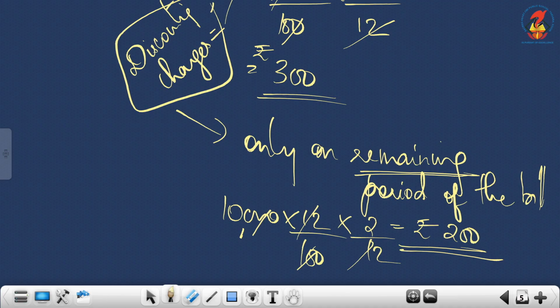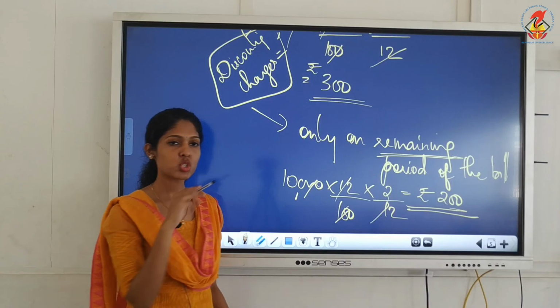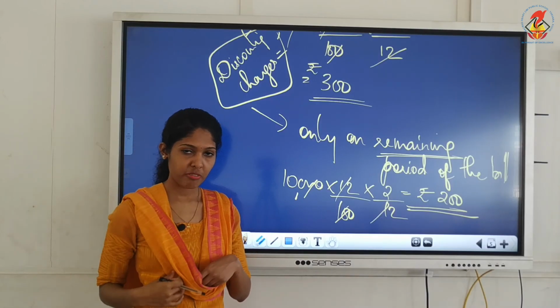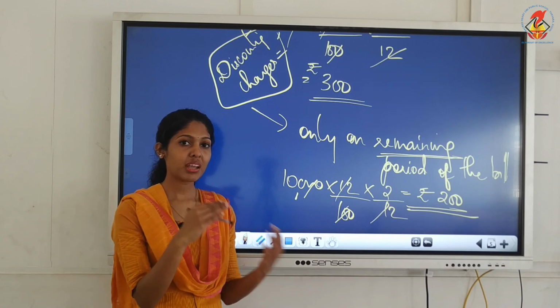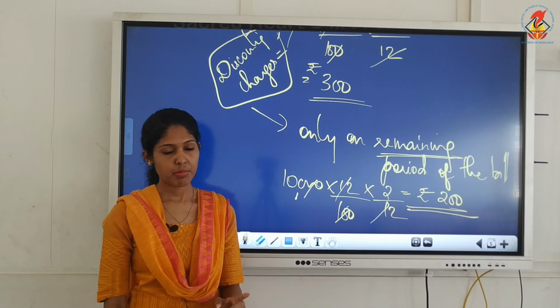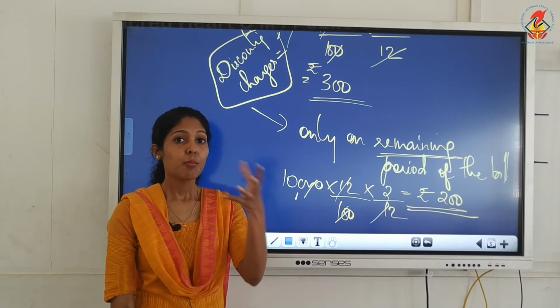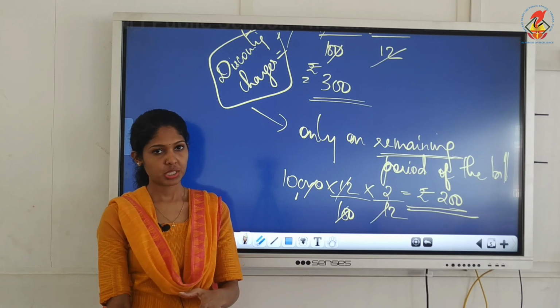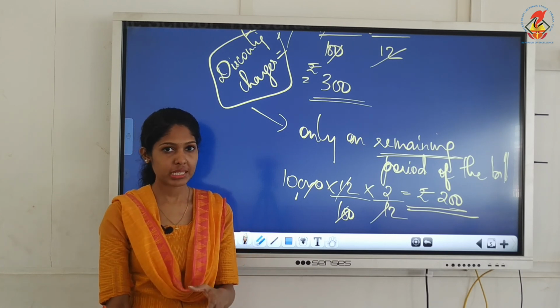So always you have to remember one thing, discounting charges must be computed only on the remaining period of bill. If you are discounting it after 2 months, then the time period here will be 1 by 12. So consider only the balance number of months till the date of maturity. I hope it's clear to you. Okay.